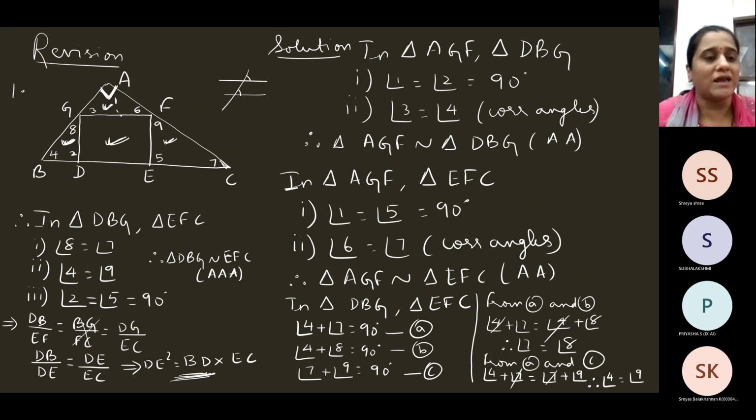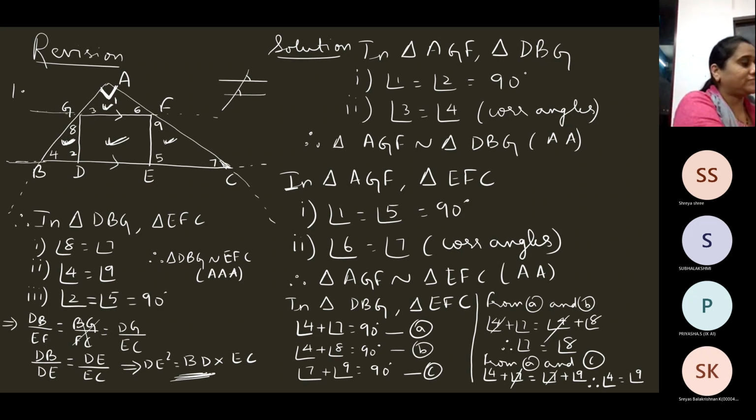If GF is parallel to DE, it means GF is parallel to BC. So see here, I'll extend this. Parallel lines and transversal. This is transversal. Can you see? Parallel lines, transversal. Angle 3 is equal to angle 4. Corresponding angles are equal. Correct? 3 is equal to 4. Corresponding angles are equal. So the two triangles are similar by AA similarity criteria.